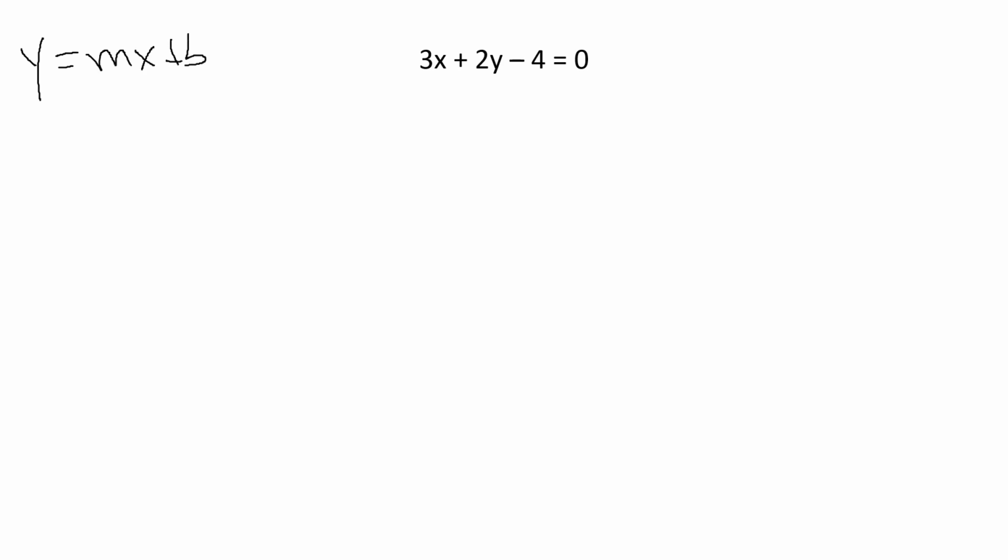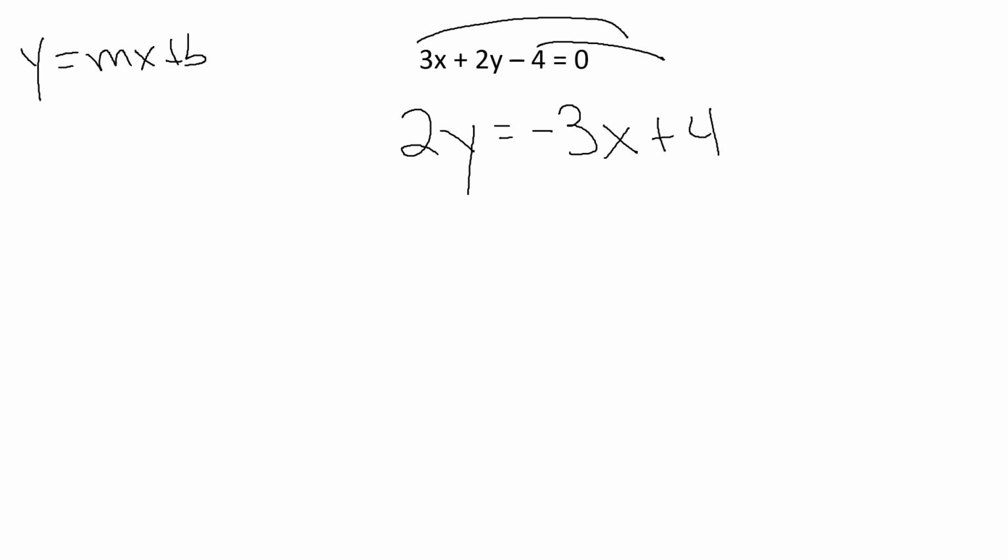I'm going to move my 3x over. I'm going to move my negative 4 over. So that positive 3x becomes negative 3x. My negative 4 becomes positive 4. Now I've got to get rid of this 2. I'm going to move it over. When I do, it's going to become division. But because there's 2 terms, I have to divide both terms by 2.